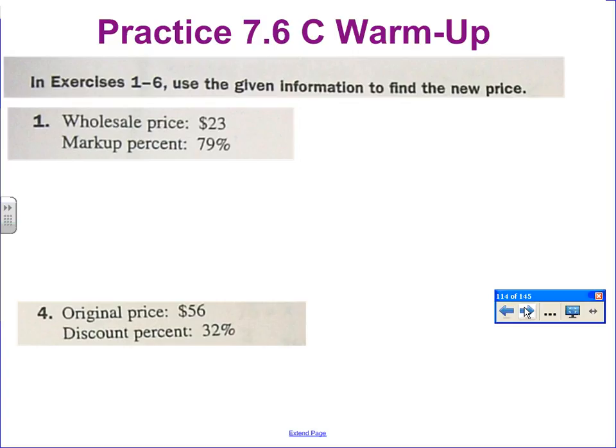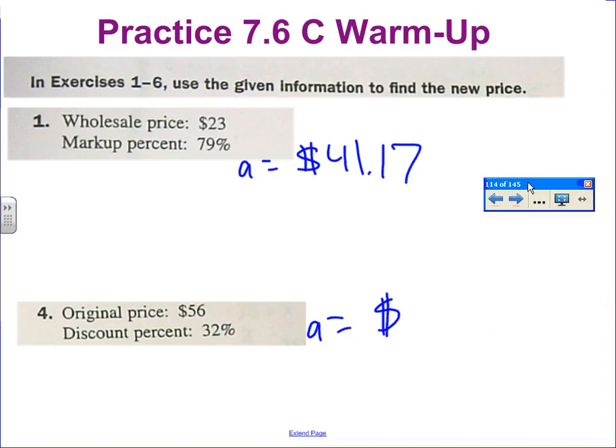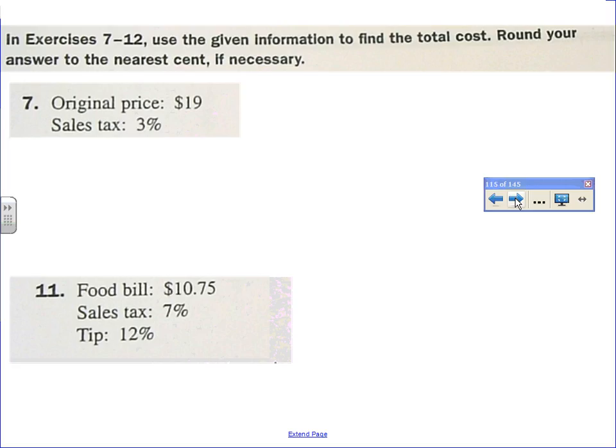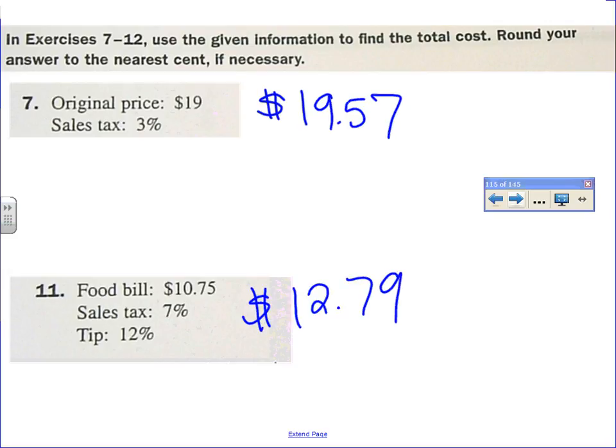So Amberly, number 1. Good. $41.17. Number 4, Gio. Good job. $38.08. Number 7, Steve. Good job. $19.57. Number 11, Kevin. Good, it did rhyme. $12.79.